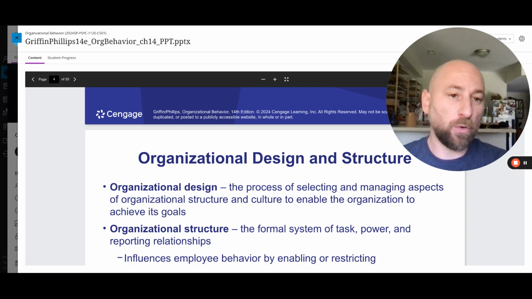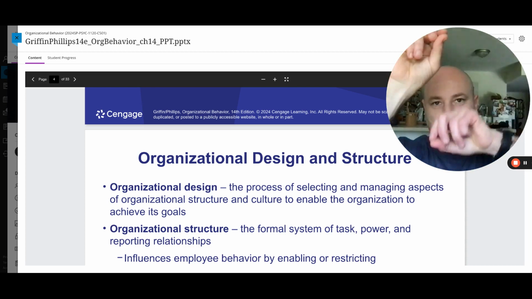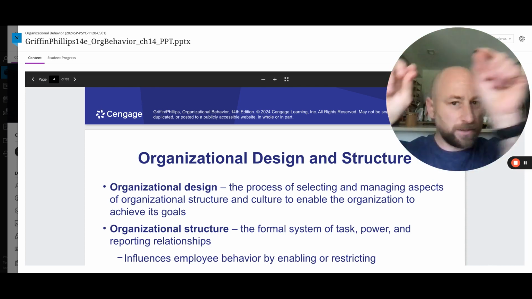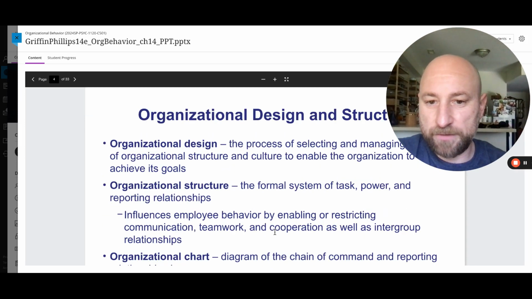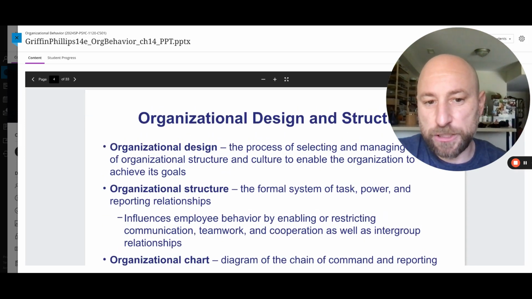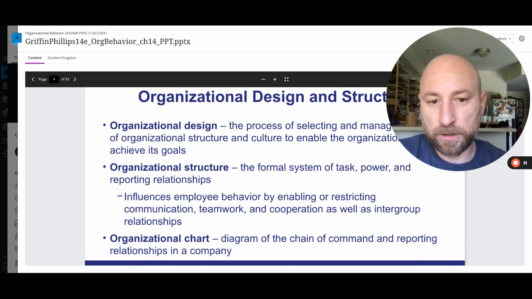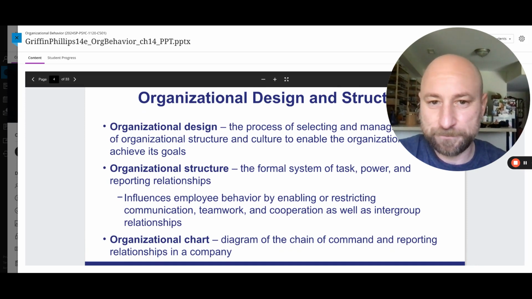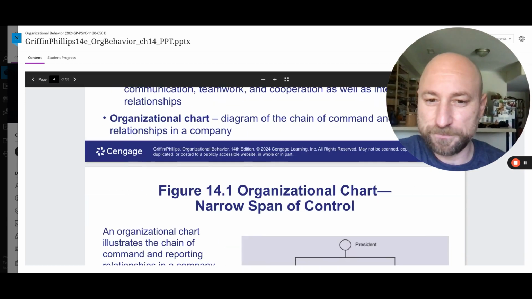So this is sometimes called an org chart, an organization chart, and it basically shows like CEO at the top, below him, COO, CFO, CDSO, and so on, and then below that, different teams, etc. It influences employee behavior by enabling or restricting communication, teamwork, and cooperation, as well as intergroup relationships. An org chart is a diagram of the chain of command and reporting relationships in a company. So organizational design is the process of creating a structure. A chart is just that structure represented in a chart.